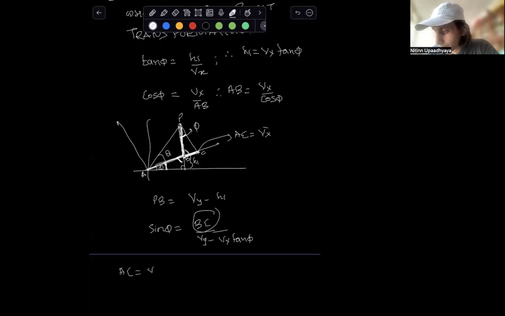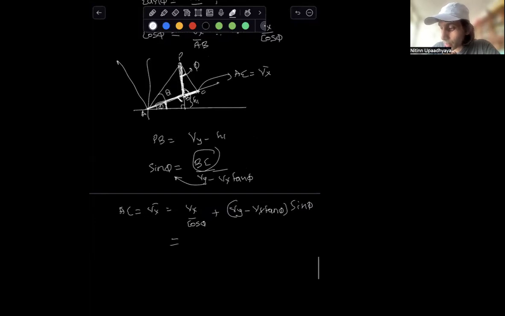AC, the Vx bar, is AB plus BC. We know AB is Vx by cosine phi. And we know BC is, if I take it on the other side, Vy minus Vx tan phi times sine of phi. Now we have a Vx here, we have a Vx here. I can combine these two terms.